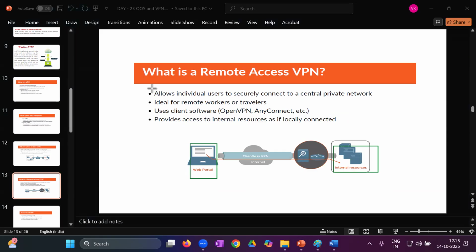Okay. So what it does, that allows individual users to securely connect to a central private network, ideal for remote workspace or travelers who keep on changing their locations. So it uses client software. For that, what is required? A client software. What could be the example of client software? OpenVPN or any connector. These are the examples of the client software that is required. One is OpenVPN and one is what? Any connector. So it provides access to the internal resources as if it is locally connected, but it is remotely located.